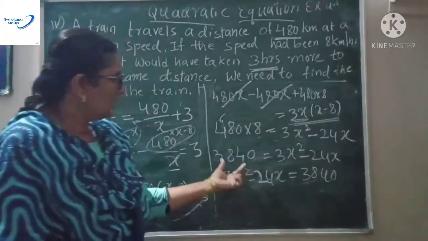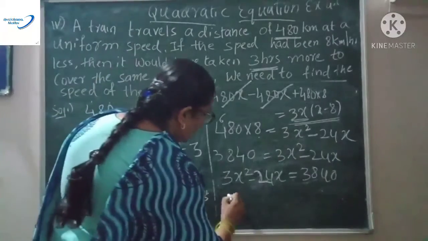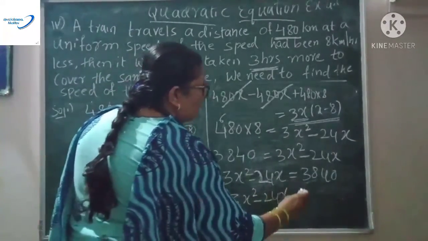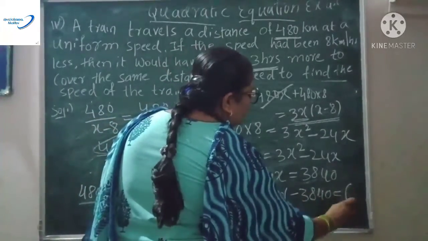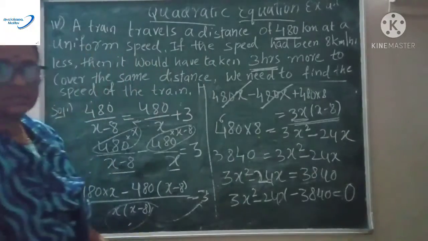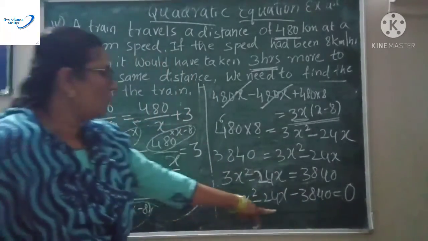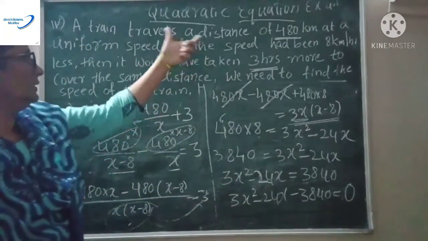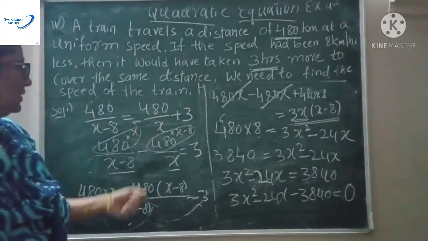If you are perfect, you can go directly. Otherwise, go step by step. Now, 3x square minus 24x minus 3840, equal to nothing remains here, so we call it 0. This is your final quadratic equation, and we have formed it to find the speed of the train with all these given conditions. Okay, hope you people have understood this question.